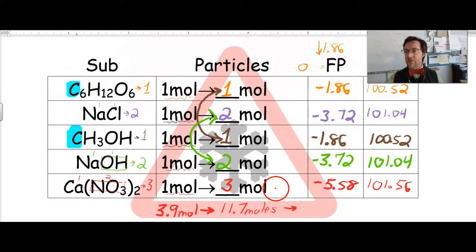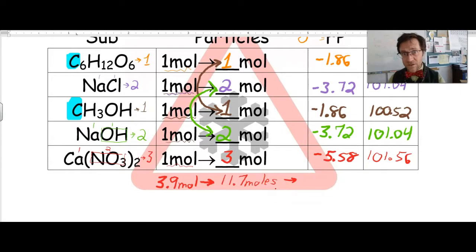All right, so what is our new freezing point? Well, I can't do that math on my own, so I'm going to take the number of moles of dissolved particles, which is 11.7, and I'm going to multiply that by 1.86. Wow, that's going to be really cold. That will be minus 21.762 for my new freezing point. Now, how do I find the boiling point? Same thing, only multiplied by 0.52. So I'm going to take the number of dissolved particles, which is 11.7, and multiply it by 0.52, and I will have a new boiling point of 106.084.